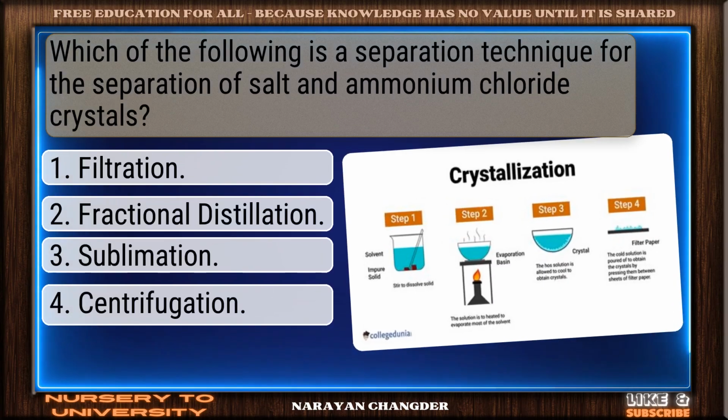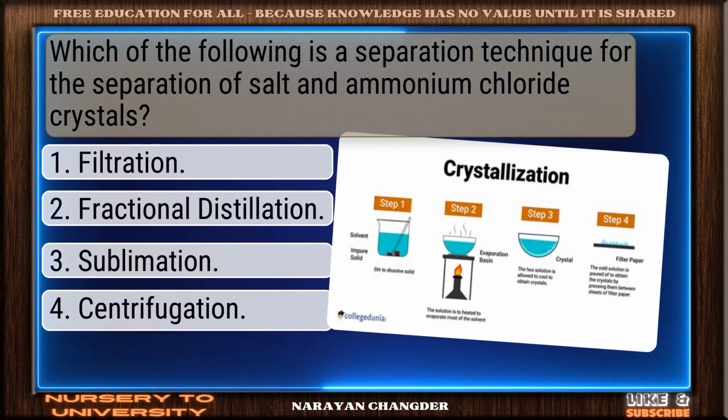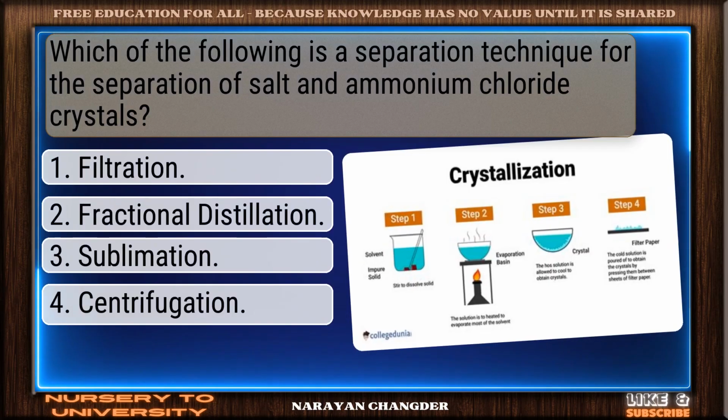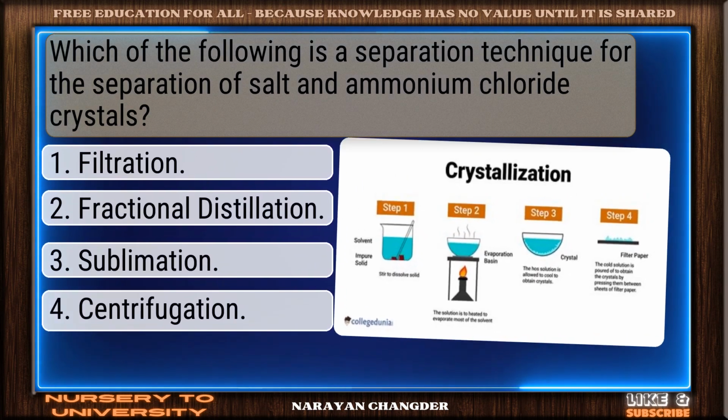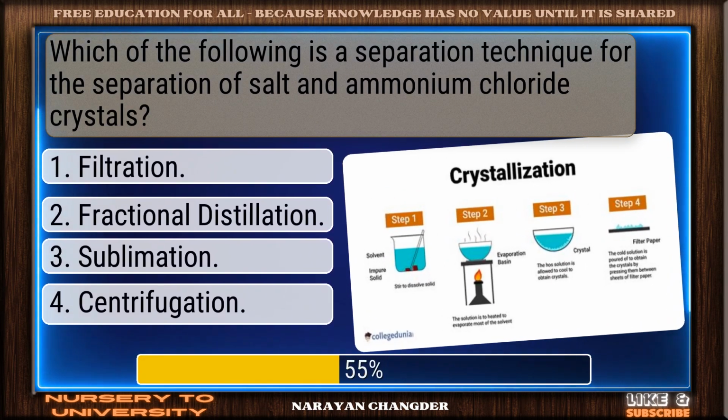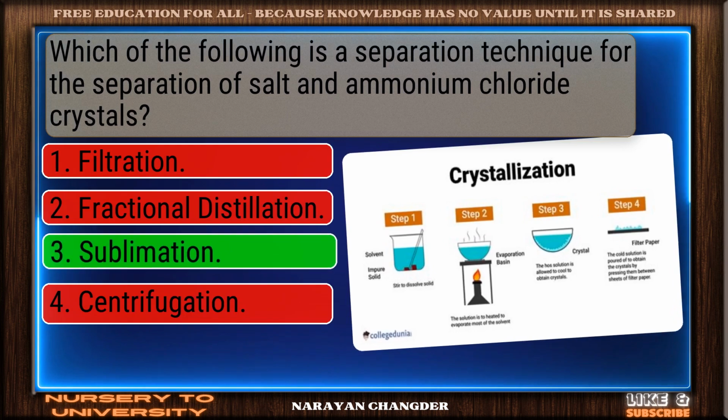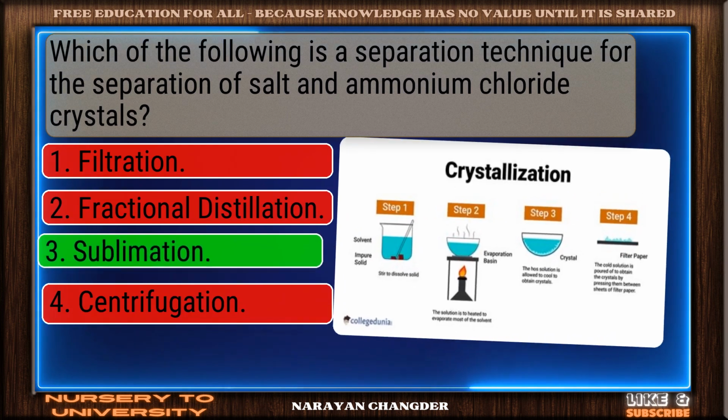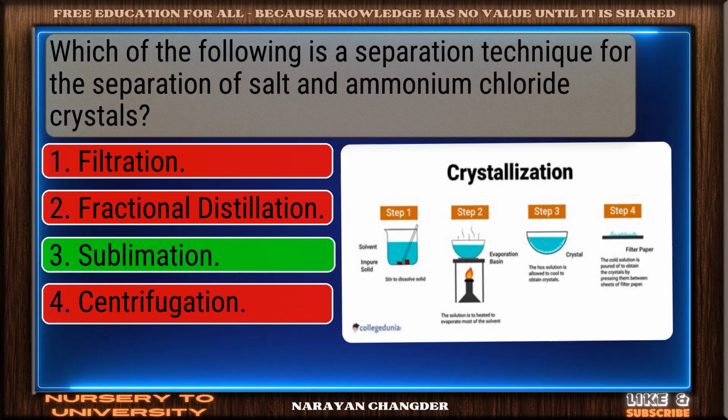Question number 31. Which of the following is a separation technique for the separation of salt and ammonium chloride crystals? Nice selection. Sublimation is the correct and valid answer.